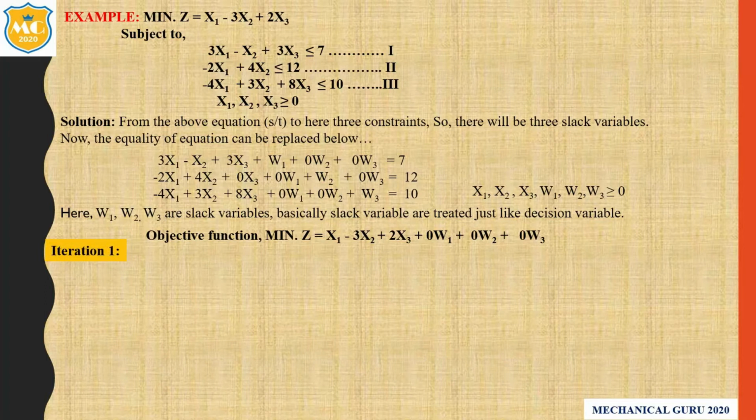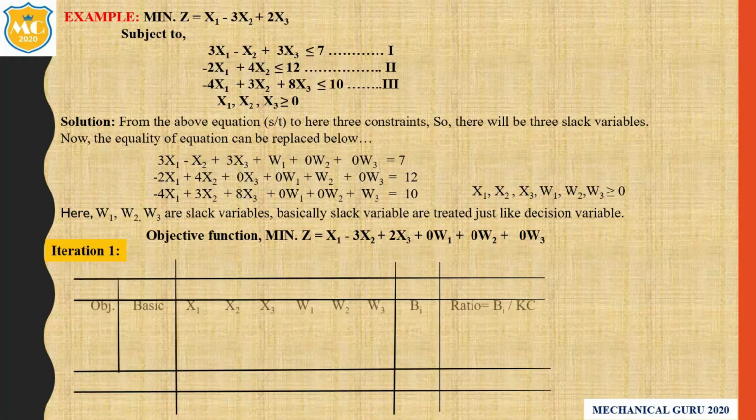So this is iteration number 1. First the objective, second the basic variables. Next x1, x2, x3, w1, w2 and w3, just following the objective function variables. Next the resource value bi, and the last column is the ratio, bi divided by the key column. This is the standard format.